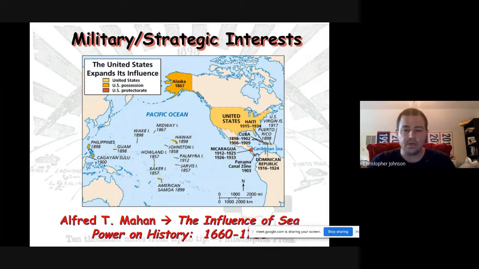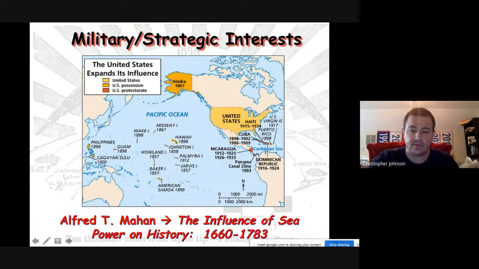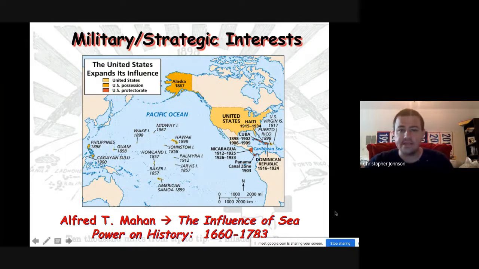Another reason why we began to start expanding: Alfred Mahan wrote his very famous book, History of Sea Power, from 1660 to 1783. That book is going to show how important a navy is in building the United States up. If we're going to start building a navy, look at how important the British Navy was, look at how important the Spanish Armada was. Those navies conquered the world.